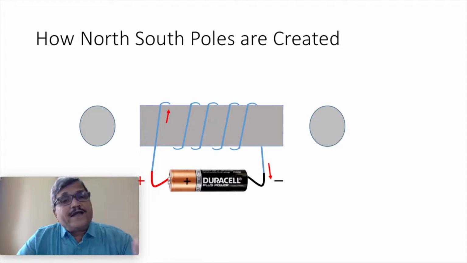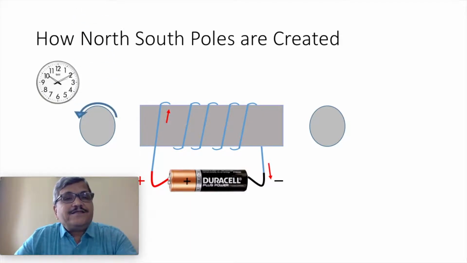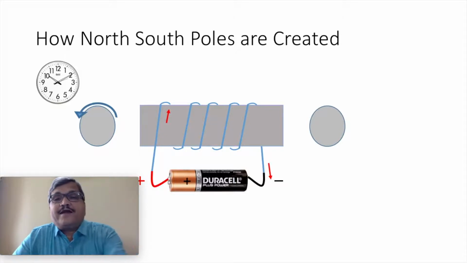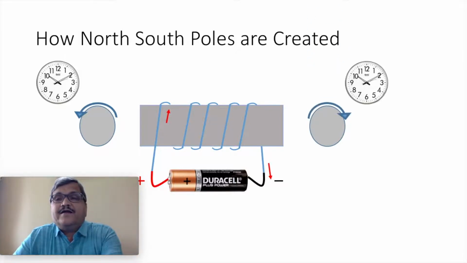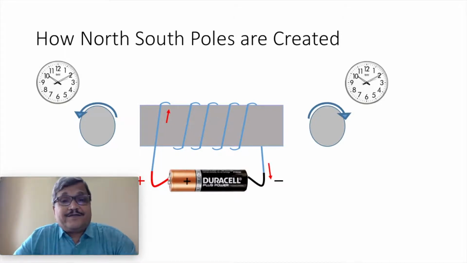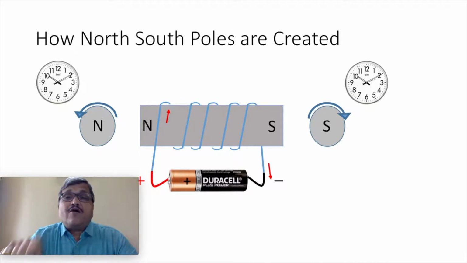So if we now concentrate on the ends, that is the circular ends, then on this side, the rotation of the current is anti-clockwise. If you look at the clock, then it is rotating anti-clockwise. And if we look at the other end, that is the right side end, then the rotation of the current is clockwise. So theory says that when current rotates anti-clockwise, then North Pole gets created, and if it rotates clockwise, then South Pole gets created.